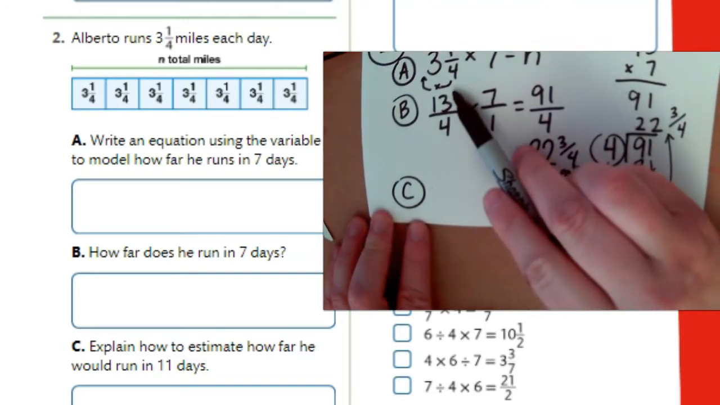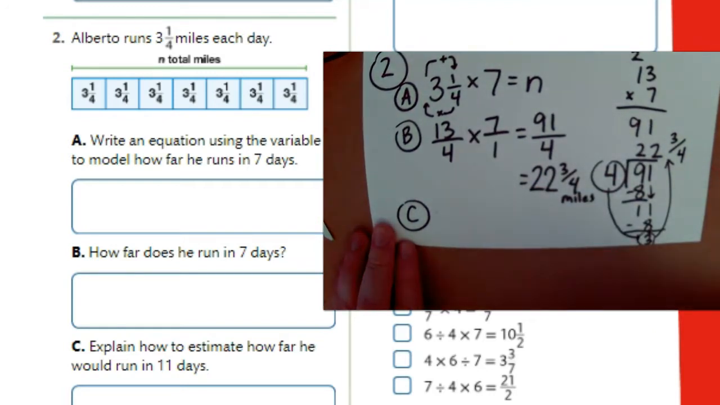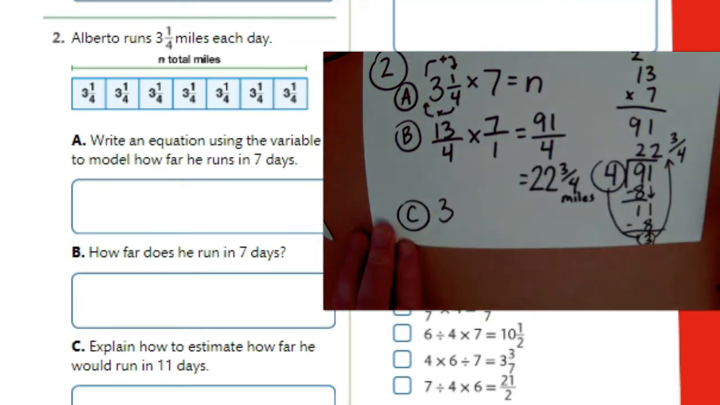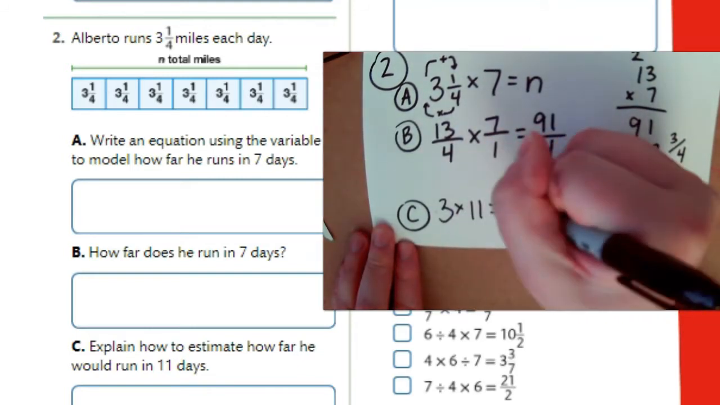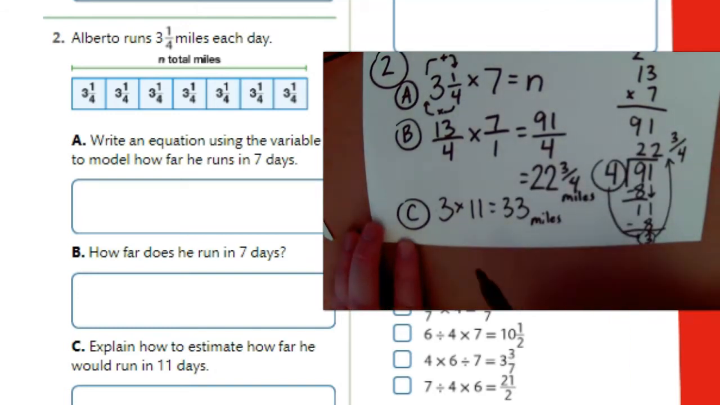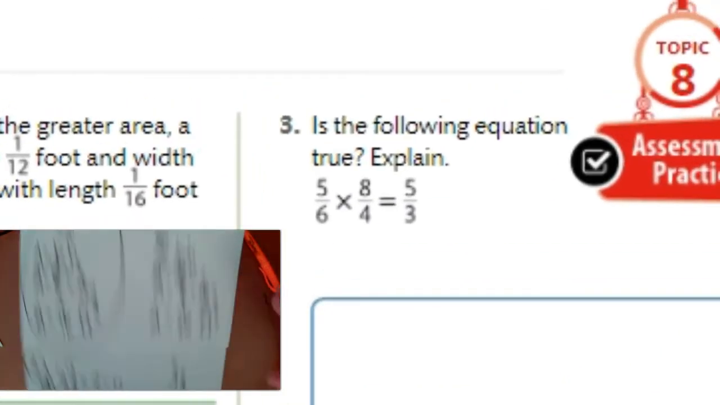If he's running 3 1/4 miles in 1 day, we can estimate that. For that, I'd probably round 3 1/4 to just 3. And then I'd multiply 3 times 11 to get 33 miles. And I could explain that I've estimated the total miles he runs in 1 day by rounding 3 1/4 down to 3. That is number 2. Let's move on to number 3.